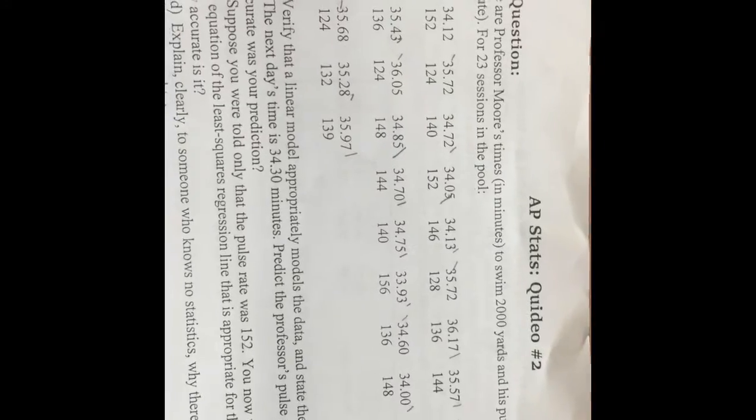Here's the basic question. Here are Professor Moore's times in minutes to swim the 2,000-yard race and his pulse rate after swimming these sessions. So as you can see, that's the data set. What we're going to do with this data set is go into the calculator, hit Stat, Edit, and find them in list 1 and 2.